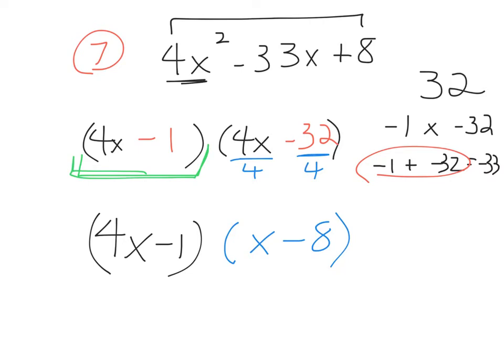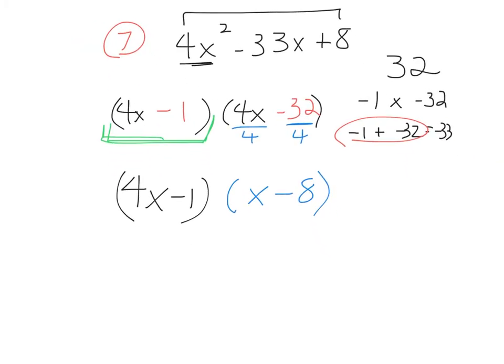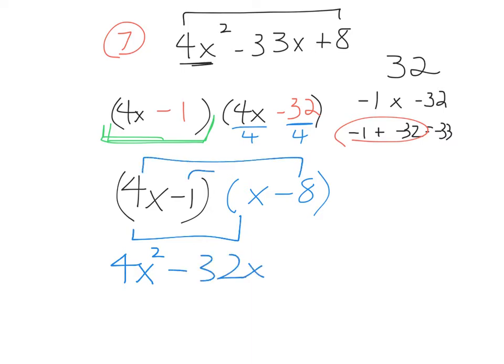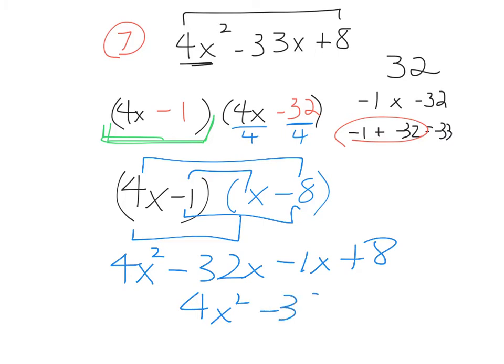Okay, so again, still, you should FOIL this and make sure it goes back. So 4x times x is 4x squared, negative 32 when I do the outer, negative 1 when I do the inner, and positive 8 when I do the last. So 4x squared minus 33x plus 8. It did go back to the beginning.